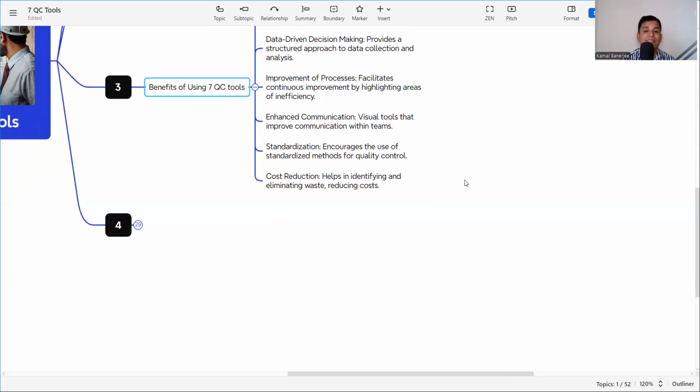Then standardization, so it encourages the use of standardized methods for quality control. So it also emphasizes that we use the standardized method of quality control.